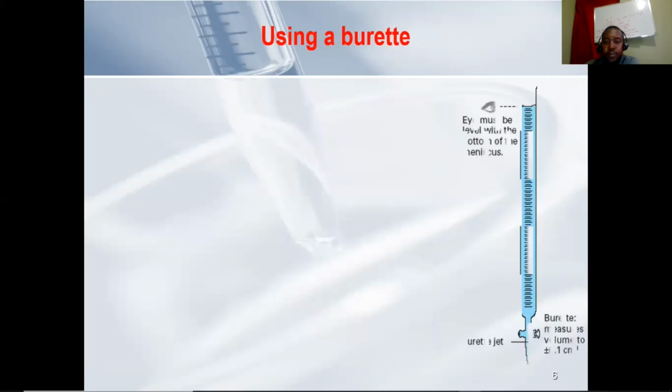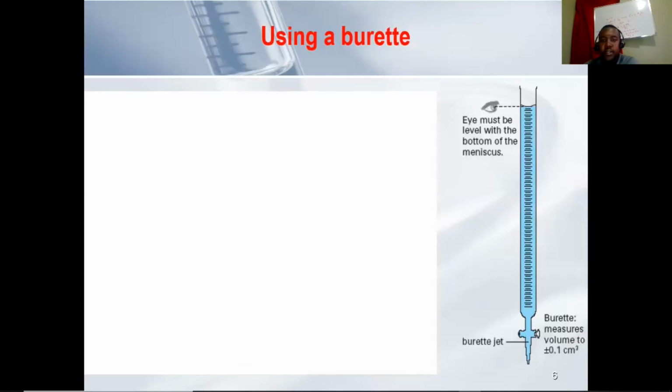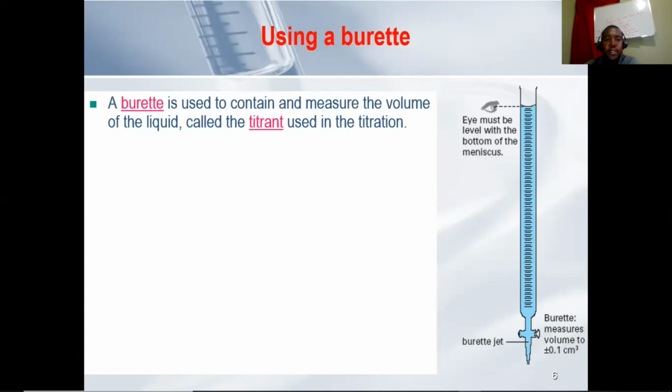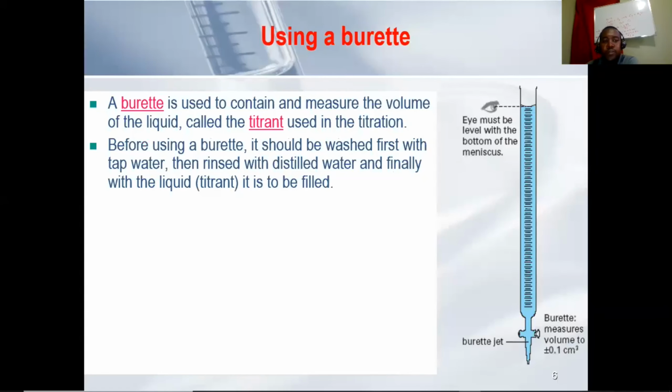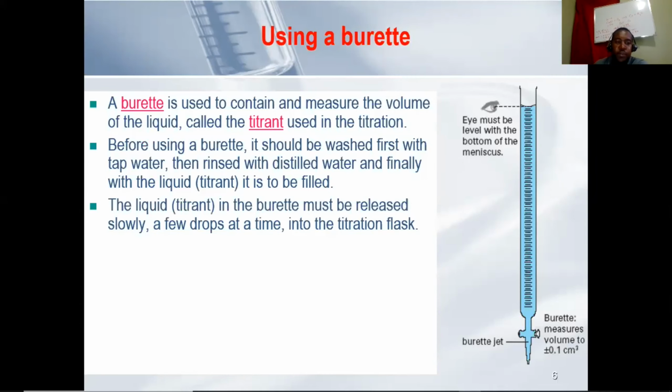And now the burette. That's our burette on the right hand side. Let's look at how we use the burette. The burette is used to contain and measure the volume of the liquid called the titrant used in the titration. Before using the burette, it should be washed first with tap water, then rinsed with distilled water, and finally with the liquid it is to be filled with. The liquid in the burette must be released slowly, a few drops at a time, into the titration flask. So the tap at the bottom of the burette should be turned slightly so we get drops of the liquid coming out.